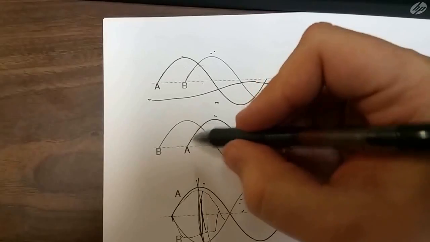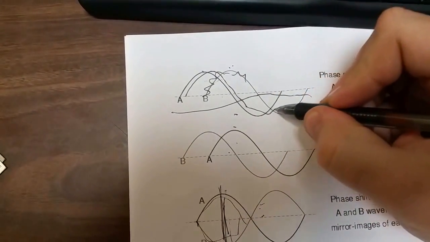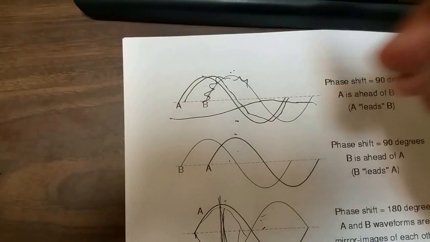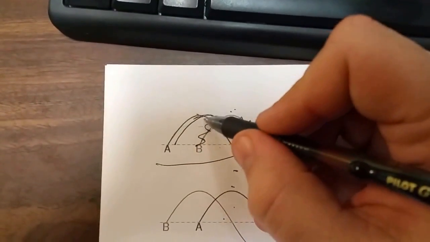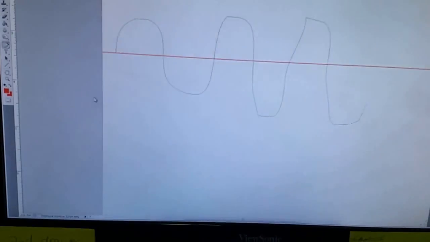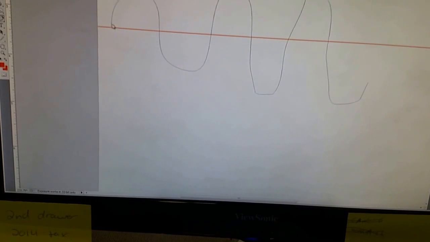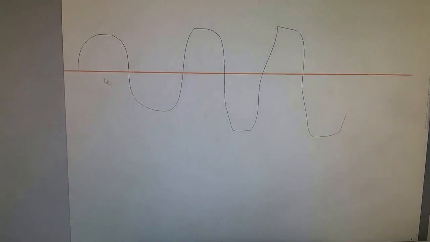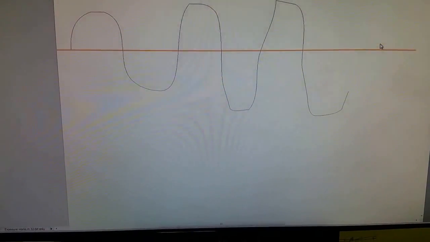Now, say B is not even here, okay? And B starts here and follows it just like this. Again, that would be, say, 10, 15 degrees out of phase. They're not in phase because they're not right on top of each other. If you had this sine wave here, it starts here. If they were in phase, they'd obviously both be right on top of each other. 90 degrees, it would start here, 180 degrees, and so on and so forth.